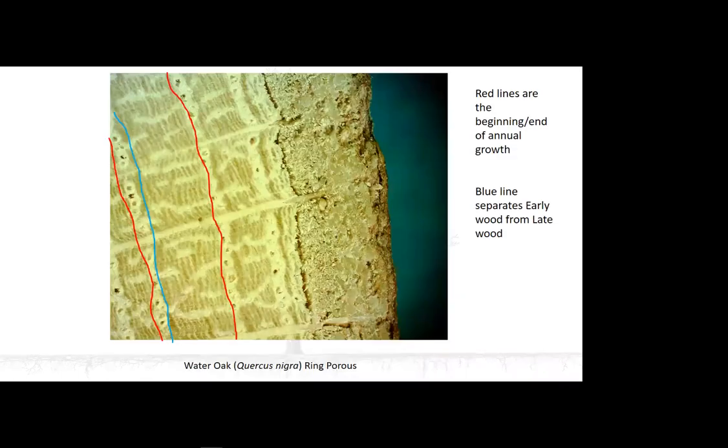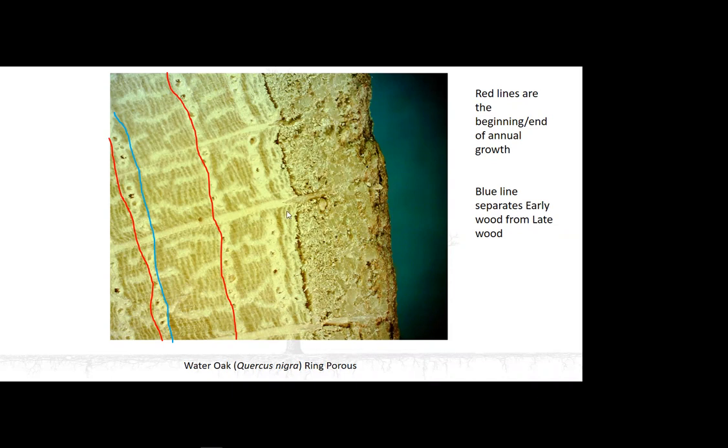So going back to the micrograph of the Quercus nigra, you can see I've drawn these two red lines. It's actually one year's growth. Quercus nigra, all the oaks, are what we call ring porous. So you can see they produce these great big vessels early on in the growing season, and then they produce smaller vessels later in the season. This creates two types of growth every year. The first growth is called early wood, or sometimes spring wood. The later growth is called late wood or summer wood.